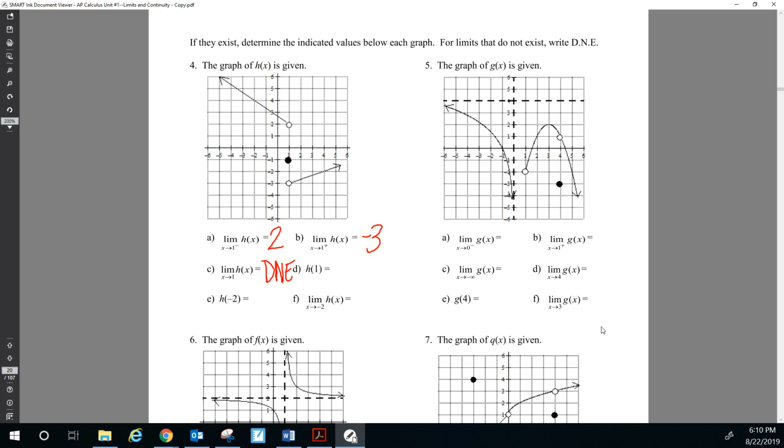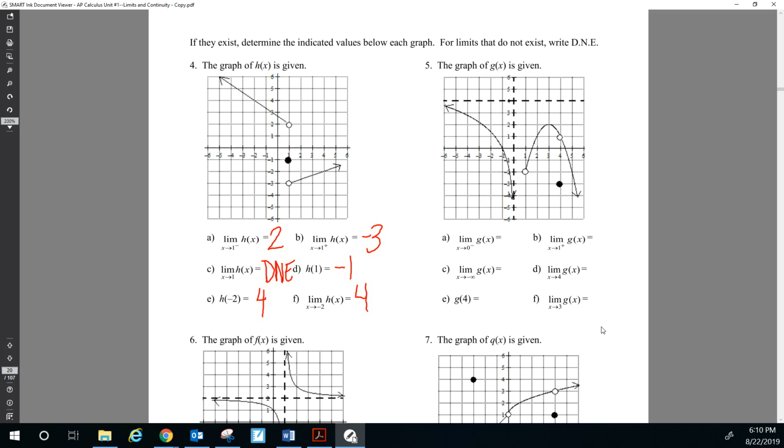h of 1 is just the value of this function at 1. So when x is 1, my y value is negative 1. h of negative 2, when x is negative 2, my y value is up here at 4. And my limit at negative 2, well, from the left or right-hand side, we're getting close to 4. Overall limit exists, and it is also 4.